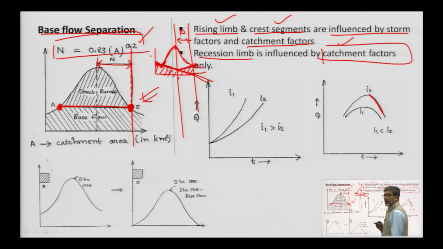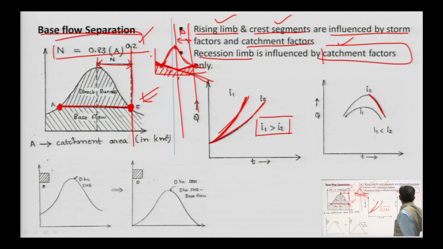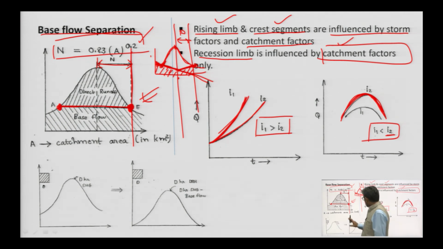And you should also remember that if precipitation I1 is greater than I2, then the rising limb for I1 will be here, above this one. Similarly, the crest for higher precipitation will be at the upper side, right.